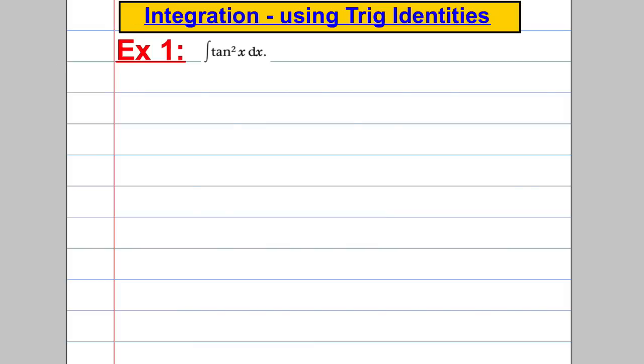The integral of tan squared x. Now, the first thing you should be thinking, this is just in your thoughts, is that I don't know how to integrate tan squared, I don't know the integral of tan squared x dx. We don't know that, i.e. it's not a standard result.